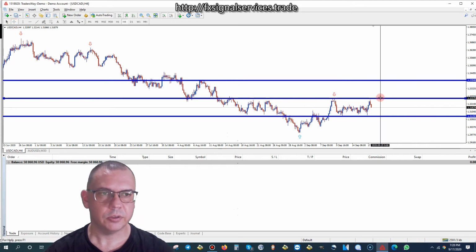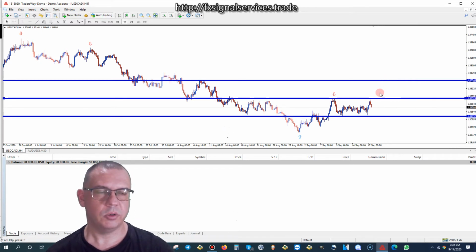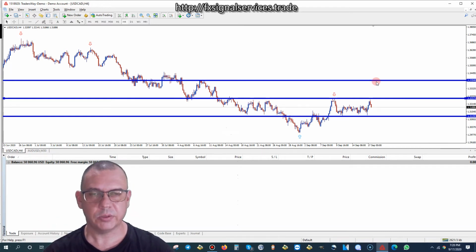And from this resistance to this resistance, you're looking at over 1,000 pips. Okay, it says here 1325. So that's 1,325 pips or points, depending on your broker. And that's a really, really good amount of profit. And it's going to take quite some time for that to happen, but that's okay.